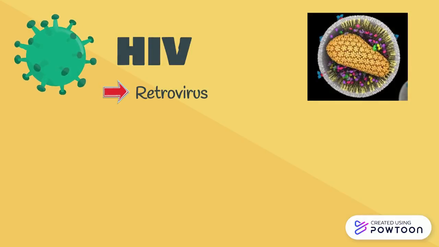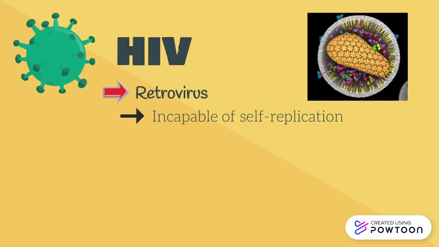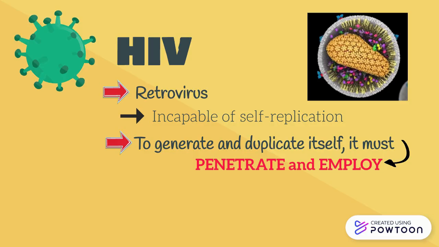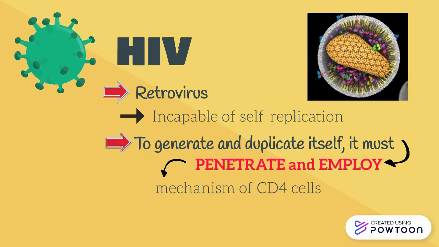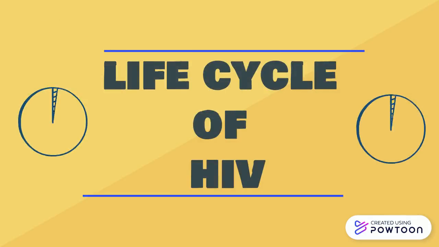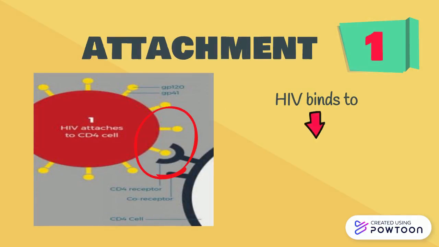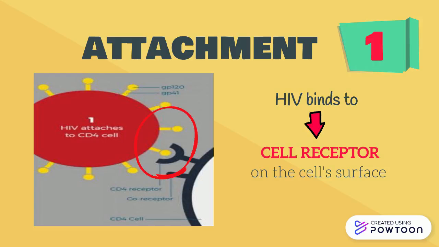Mechanism. HIV is a retrovirus, which means it is incapable of self-replication. To generate and duplicate itself, it must penetrate and employ the mechanism of CD4 cells. 1. Attachment. HIV binds to cell receptors on the cell surface.